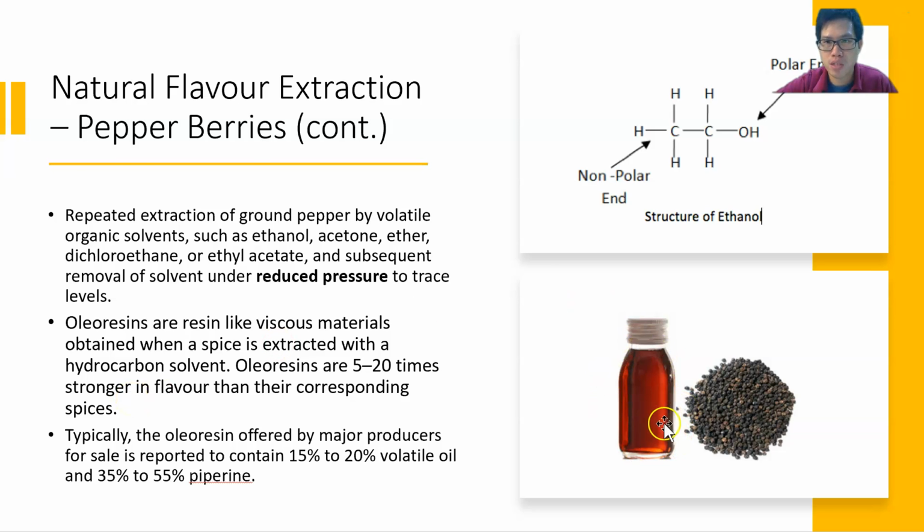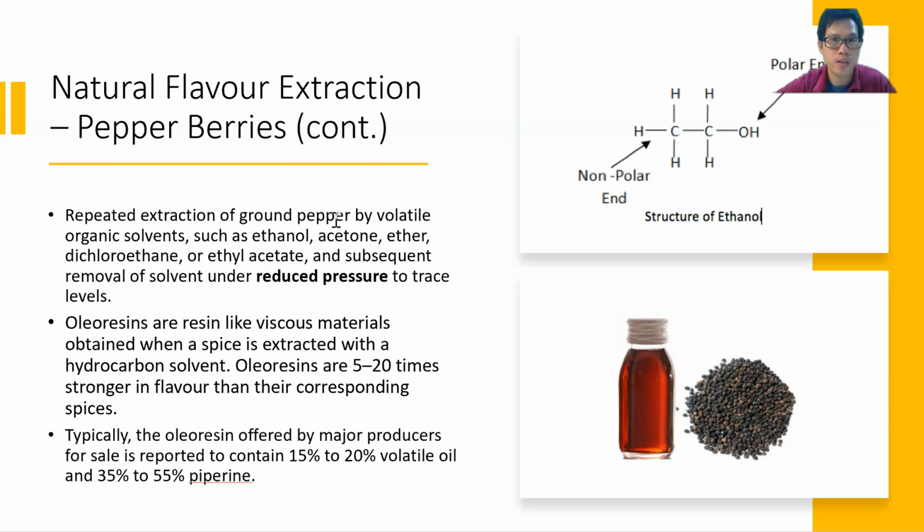Before I go on, why do I highlight this reduced pressure? The reason is that with reduced pressure, you can evaporate the solvents without increasing the temperature, which is good, because you can preserve the quality of the peppercorn, or piperine. You can preserve it, because heat can destroy the components here.